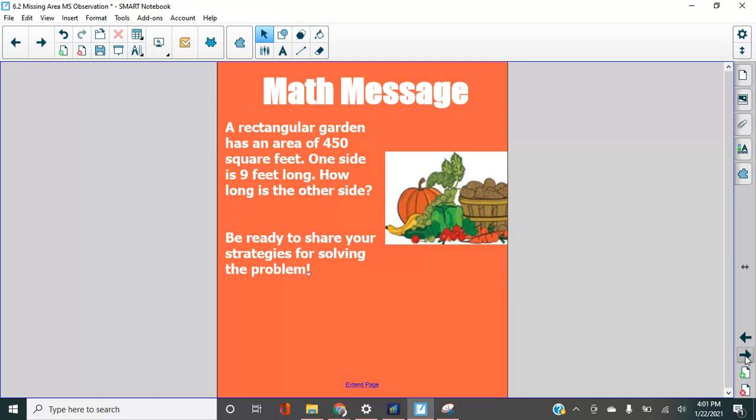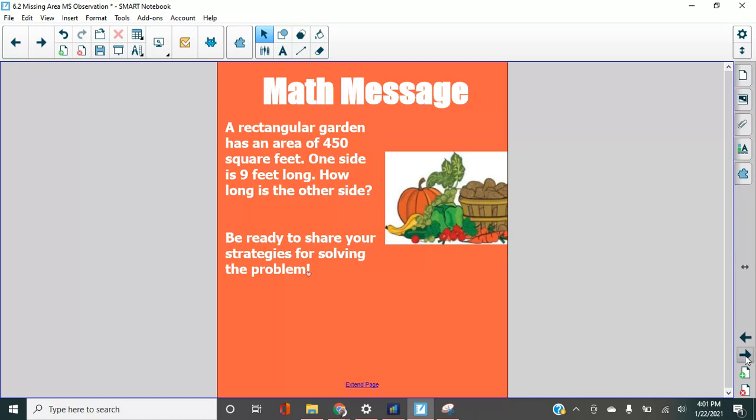A rectangular garden has an area, the inside, area of 450 square feet. One side is 9 feet long. How long is the other side? All right, spend a moment thinking and tell me, how could you solve this problem? All right, a couple different ways, right?